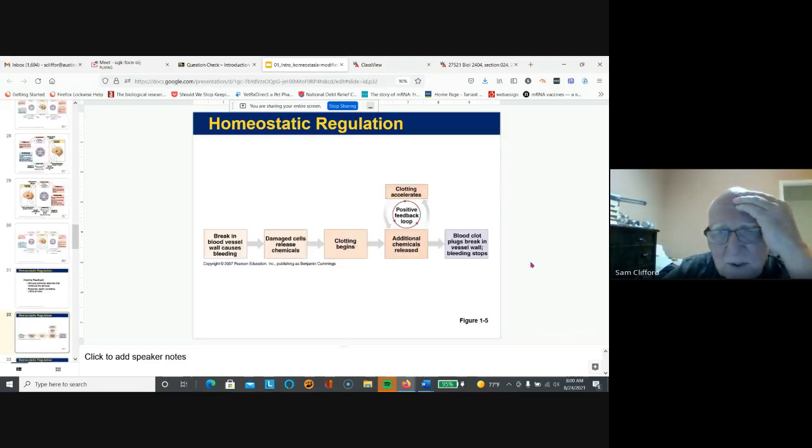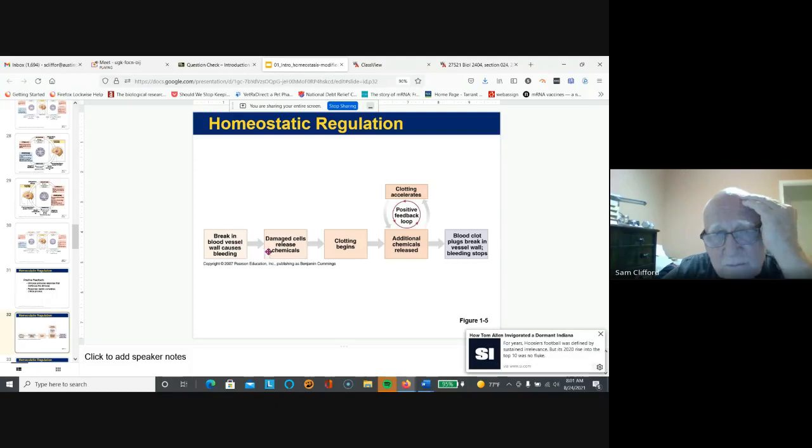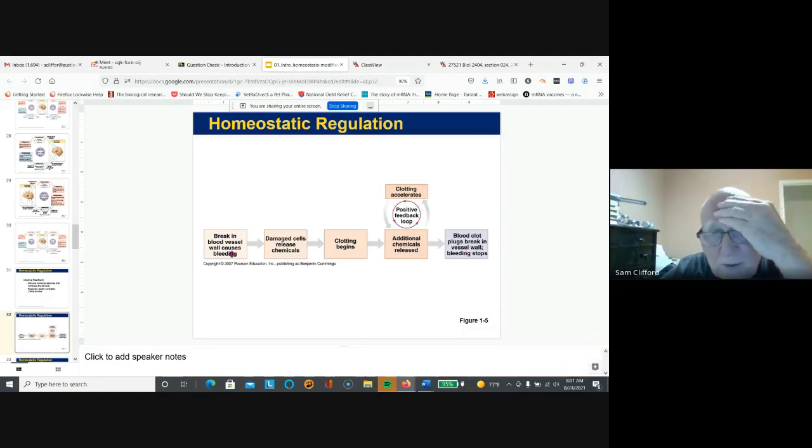So what kind of changes are we talking about? Clotting. So if you get a break in a blood vessel wall or you get a cut, chemicals are released, clotting begins. The positive feedback loop accelerates clotting, and you plug the vessel and you stop bleeding. If the break in the blood vessel is too big, you bleed, lose all your blood, and you die. So this is positive feedback.